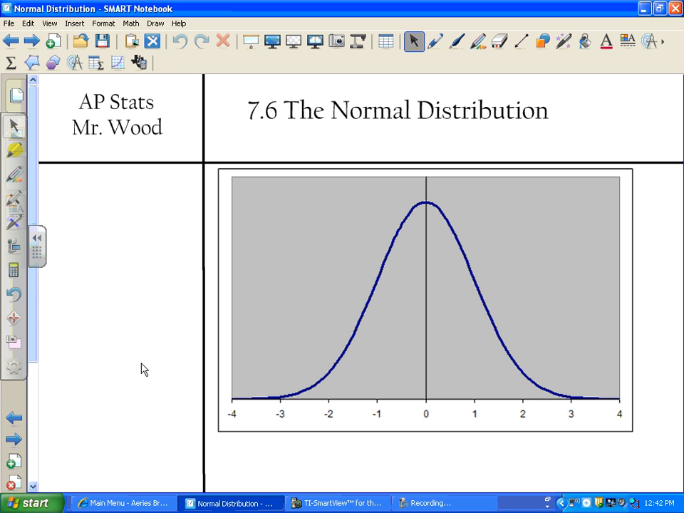Yeah, negative cosine? Not bad, huh? This is your normal curve. It is your standard normal curve. It has a mean of 0 and a standard deviation of 1.